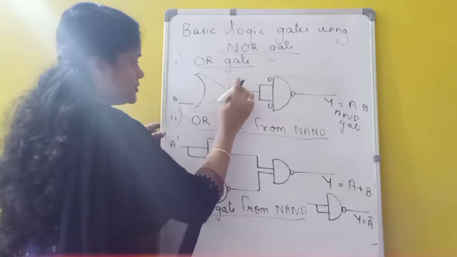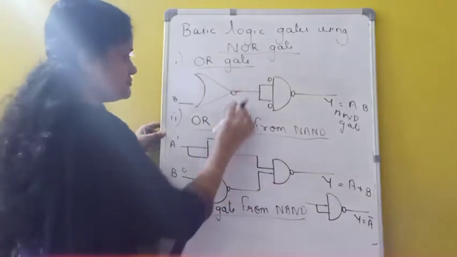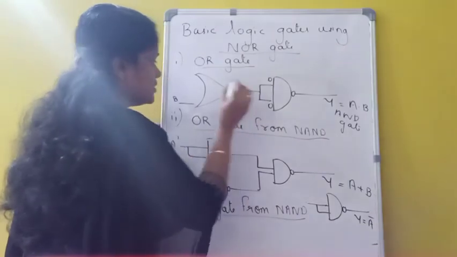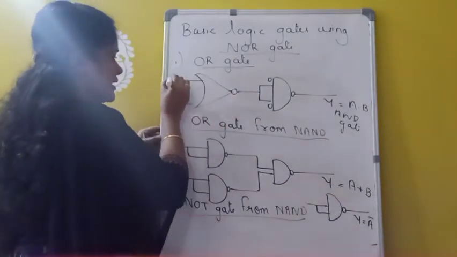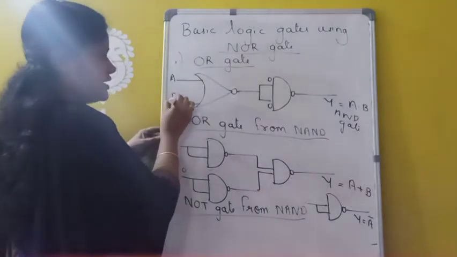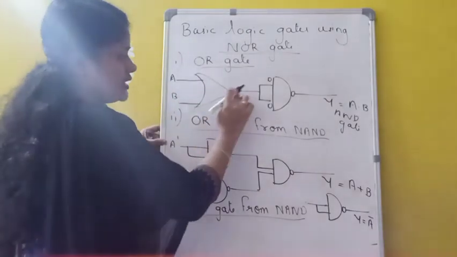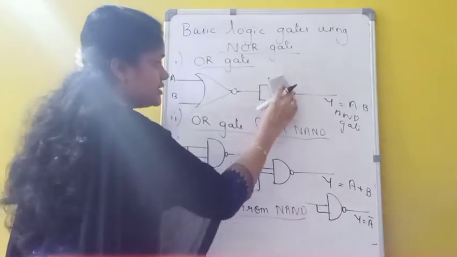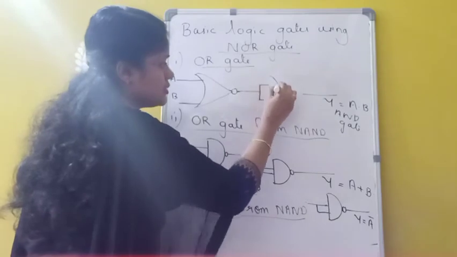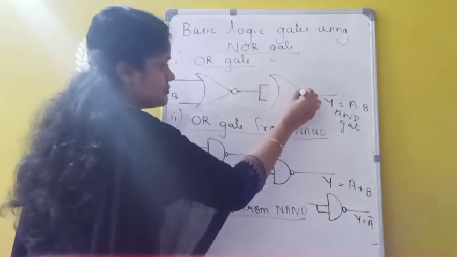NOR gate. So we have 2 inputs, A and another input B. This is one NOR gate, and this output is given to another NOR gate.